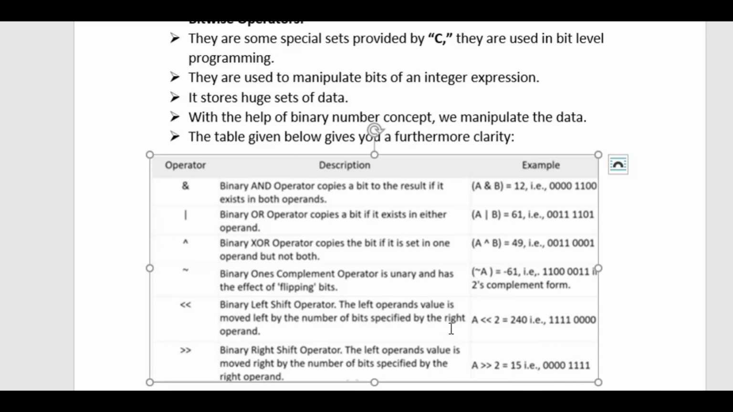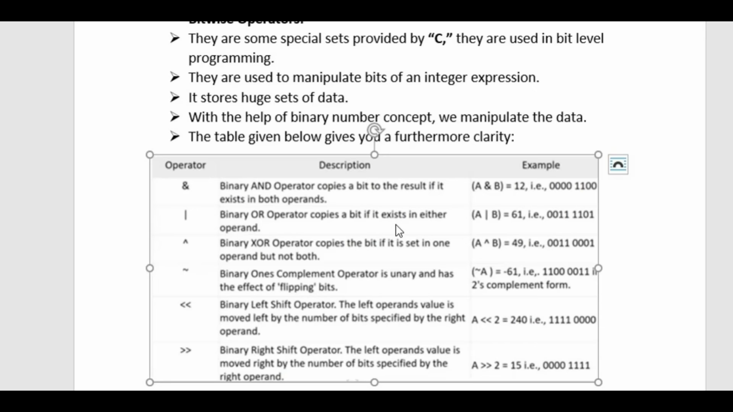The binary AND operator copies a bit to the result if it exists in both operands. So here we have an expression A and B equals 12. It is given with some binary operation. I'll be discussing it in the down scroll. So here, the binary AND operator copies a bit to the result if it exists in both operands. I mean, it copies a bit only if a common integer exists in both operands, or else it cannot be copied.